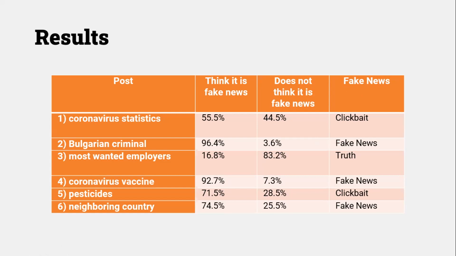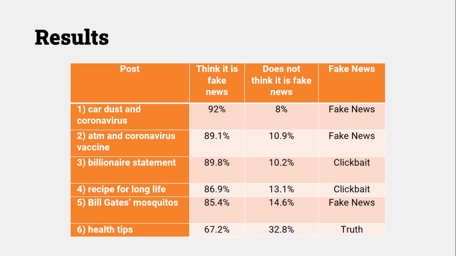From the table, it's visible that the post about the coronavirus statistic is causing the most confusion among the respondents, even though it does contain some truthful information. The way its title is written makes the respondents question its credibility, and somehow the same results are obtained after the 2 definitions. For the remaining 6 screenshots, the results are shown in this table.